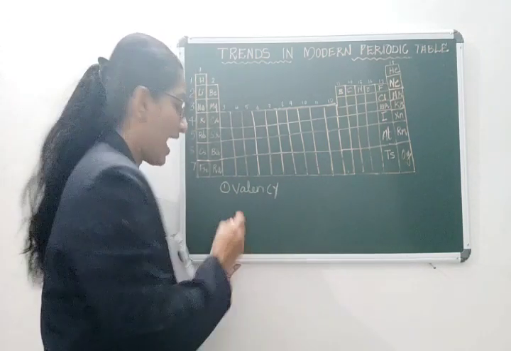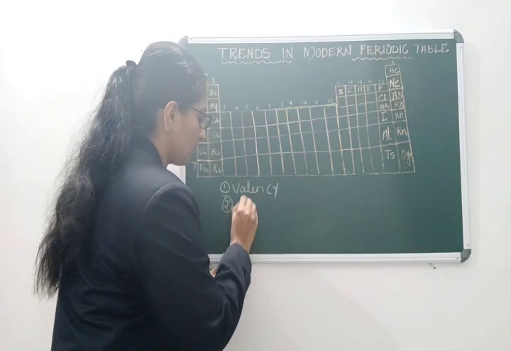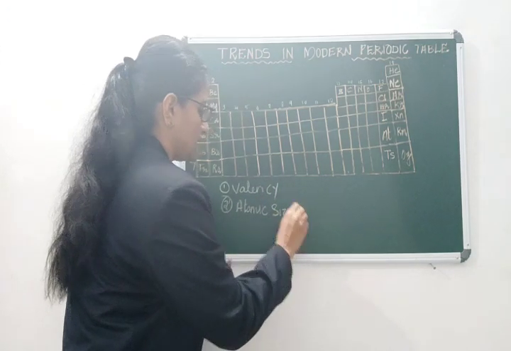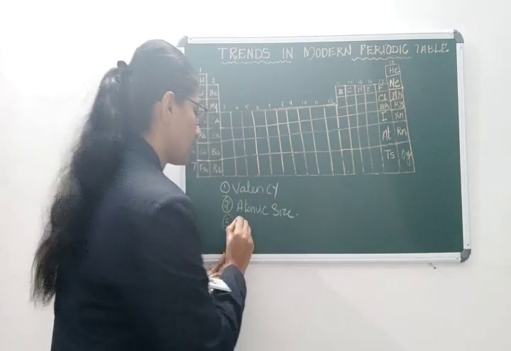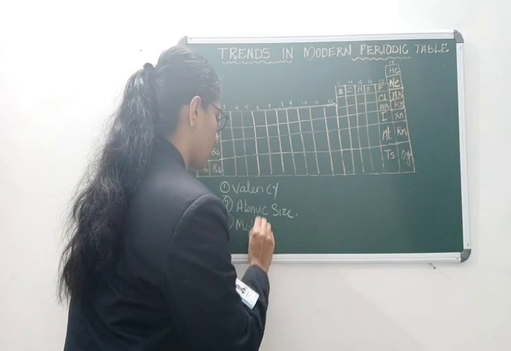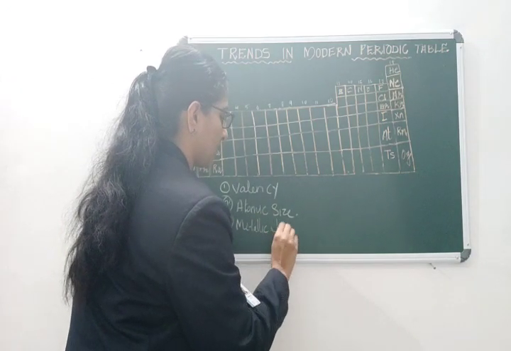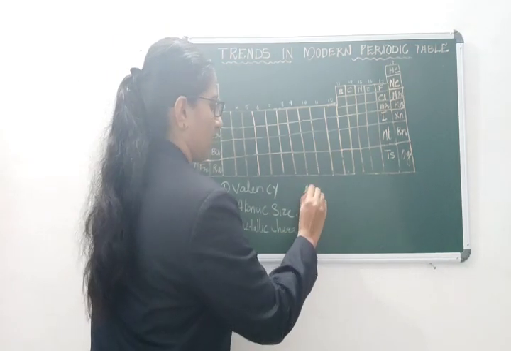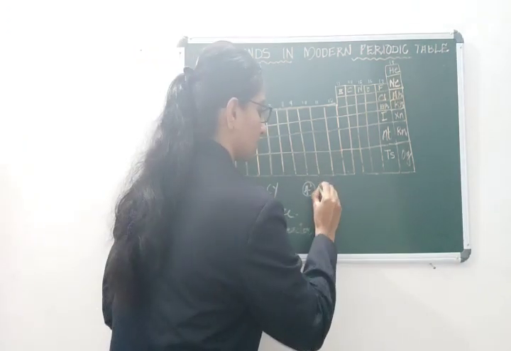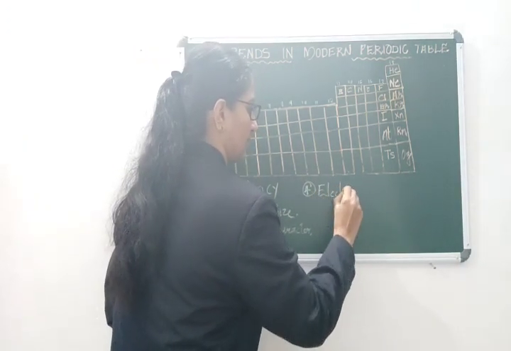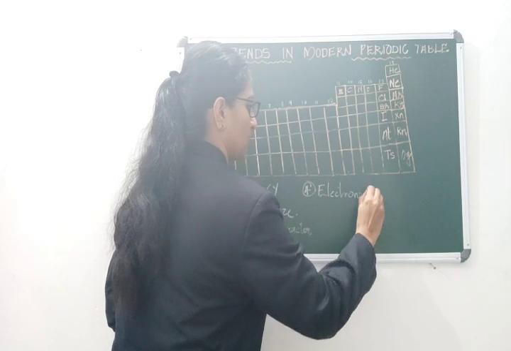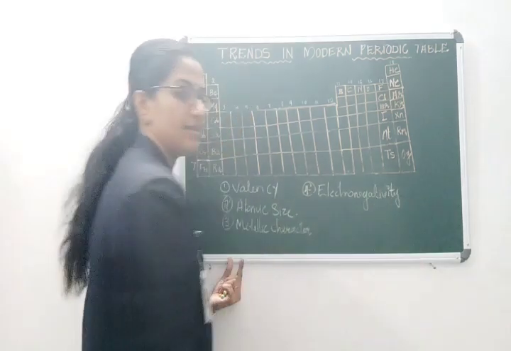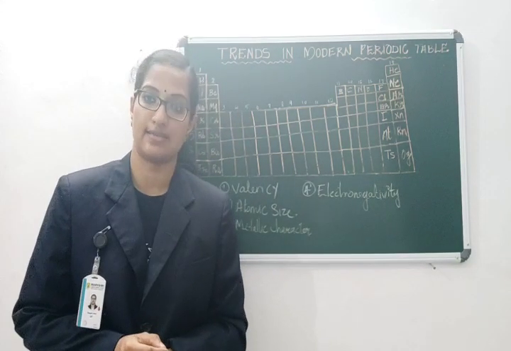valency, the second atomic size, third metallic character, and the fourth electronegativity. Electronegativity. These many points we are discussing today.